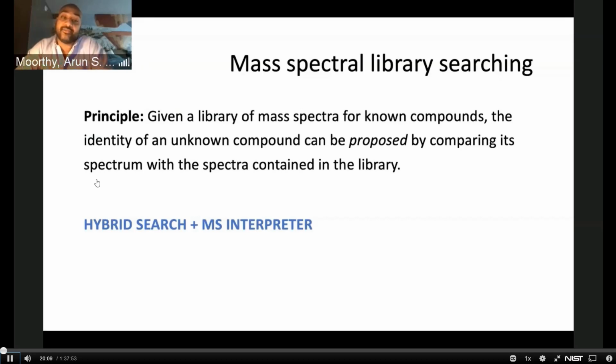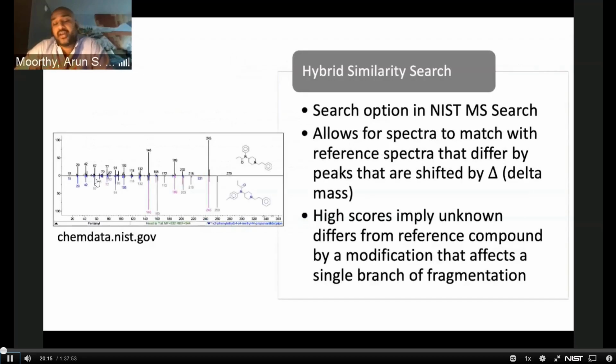And those are the hybrid search and MS Interpreter. So very briefly, the hybrid search is a search option within NIST MS Search, and it allows you to match your query mass spectrum with reference mass spectra that differ by peaks that are shifted by this parameter that we call delta mass, and this is the mass difference between the two compounds. And the cool thing here is that when you use the hybrid similarity search, a high score implies that your unknown differs from your reference compound by a modification that affects only a single branch of fragmentation, and so this manifests itself as a shift, a very predictable shift in the mass spectrum.